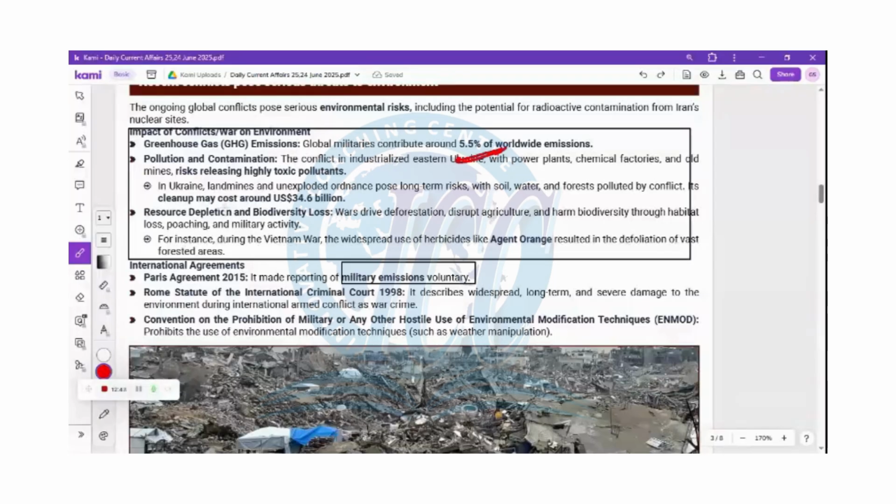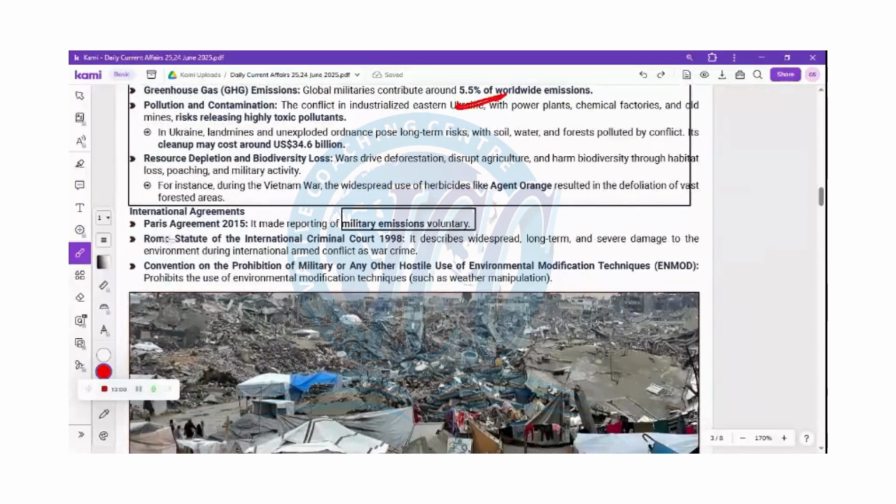How can war also undermine the environment? Today we are fighting to save the environment. At the same time, we are fighting more wars, which is causing destruction. As simple as that. But remember, the International Climate Agreement, that is the Paris Climate Agreement, also makes reporting on military emissions just voluntary. Yes, you can just quote this.